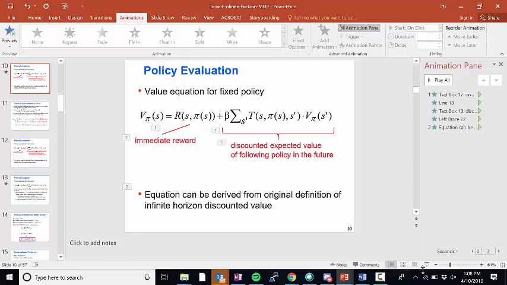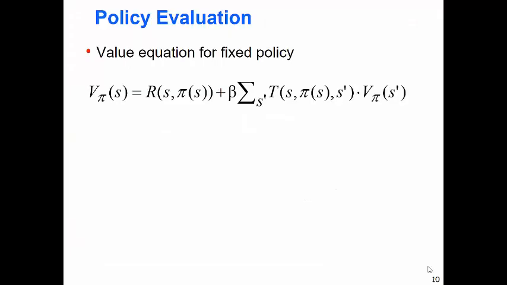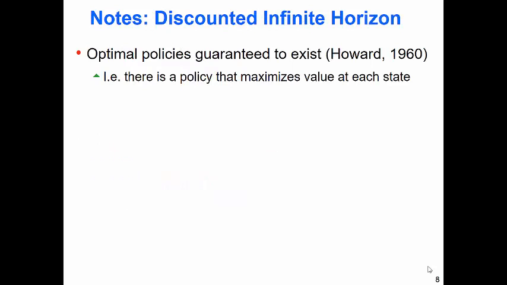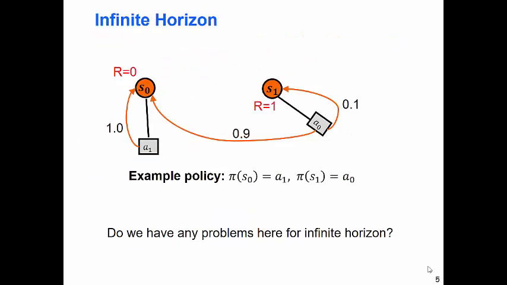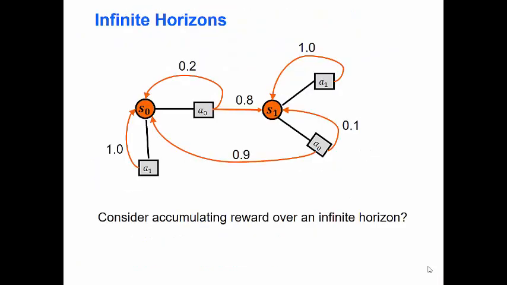Okay, so we are doing infinite horizon MDPs now. And just a very quick recap. So what's the problem when we talk about infinite horizon? What's the mathematical problem?